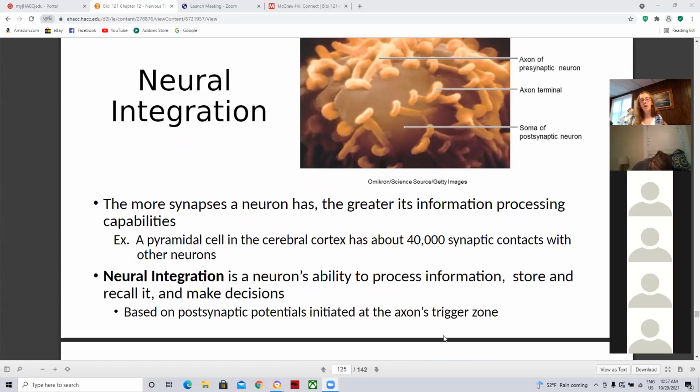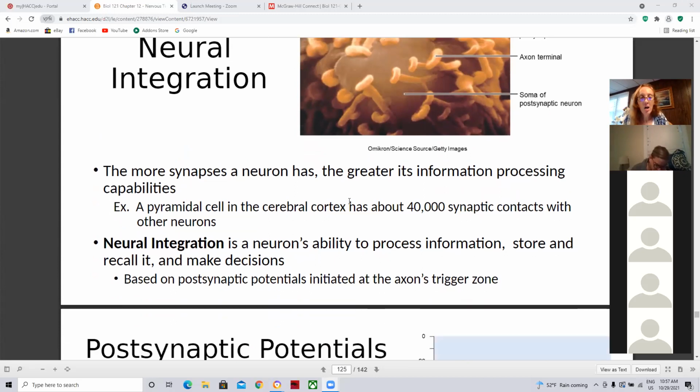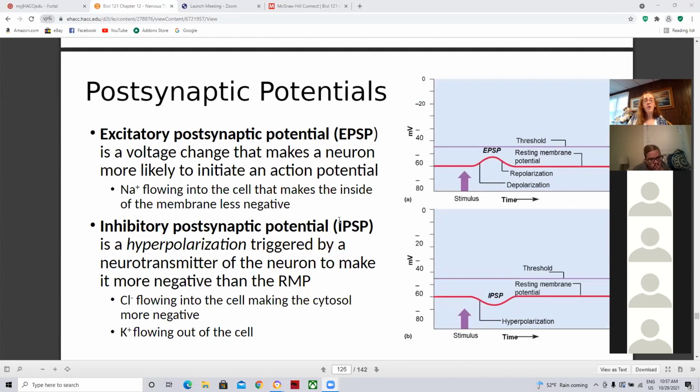Well, how does this happen? How do we get neural integration? You've seen some of this before, but we're going to spend the majority of the rest of the time talking about this neural integration. We have excitatory postsynaptic potentials, which are depolarizing potentials.